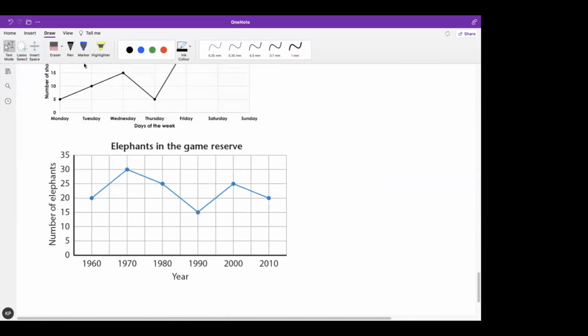It says elephants, number of elephants in the game reserve in each year. So in 1960, there were 20 elephants. In 1970, there were 30 elephants. What is wrong with this graph? Tanda says the years. No, the years and the number of elephants are fine, but the way this graph is drawn, there's something off with it. Think about the definitions for discrete and continuous data. Is this continuous or discrete data? That is a very nice clue that I'm giving you. And I need you guys to tell me what is wrong with this graph.